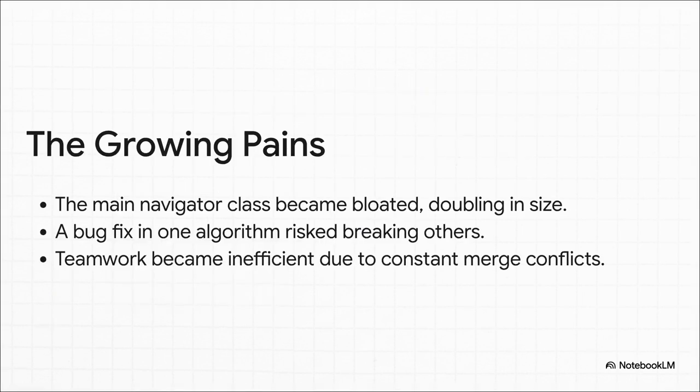And this is where things start to get, well, ugly. The main class just gets bigger and bigger and more complicated. It's a monolith. And now, when you try to fix a tiny bug in the cycling algorithm, it somehow breaks the car routing. It's a developer's nightmare. For your team, this means endless merge conflicts and just a whole lot of frustration. The very success of the app is making it impossible to work on.